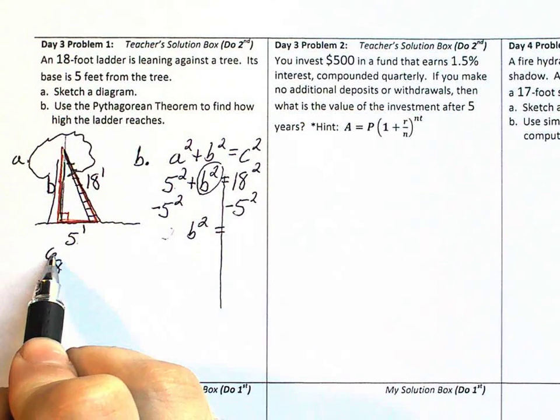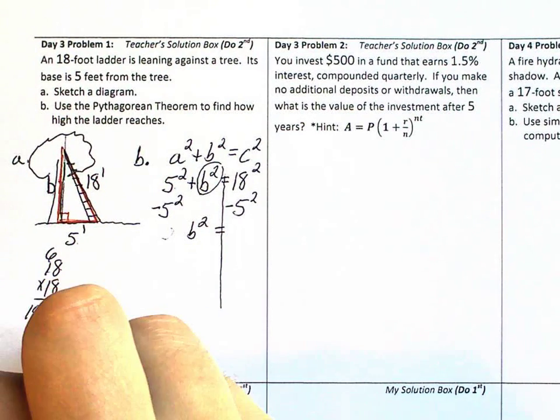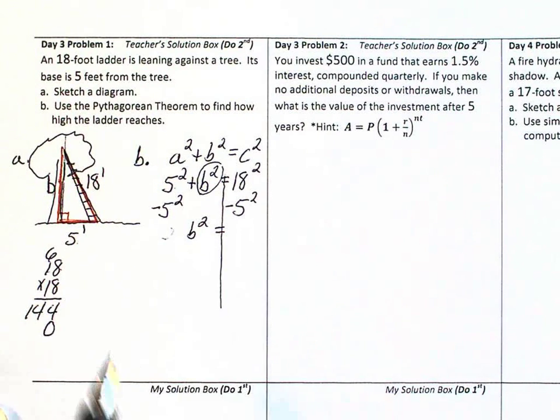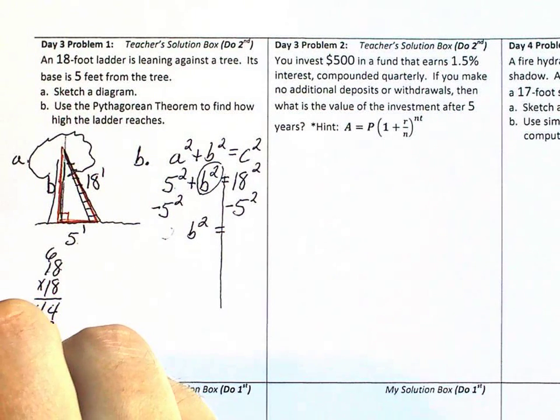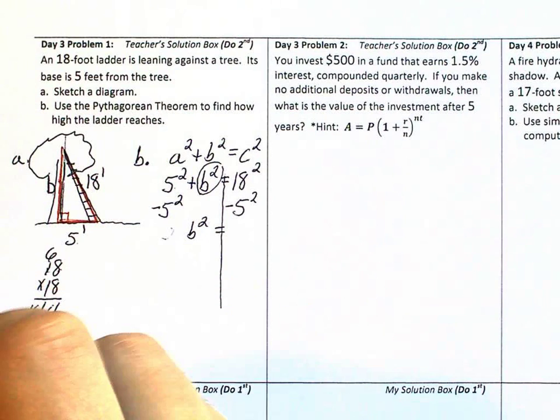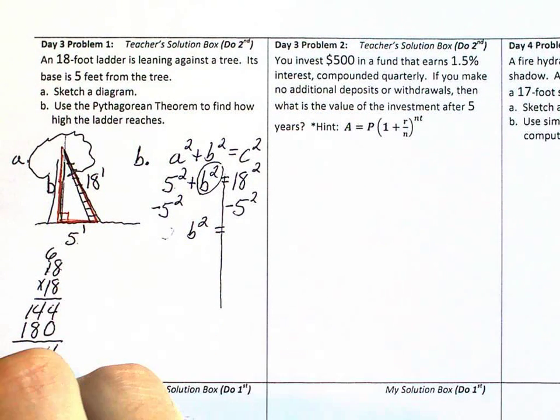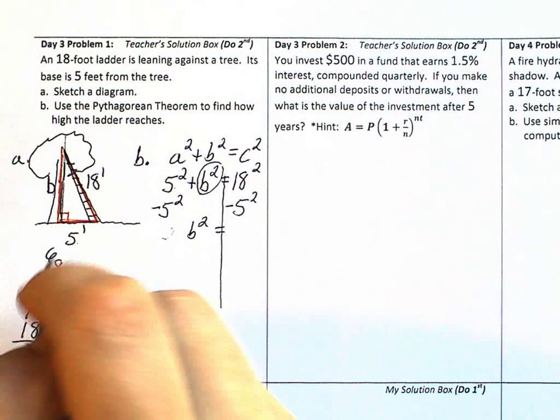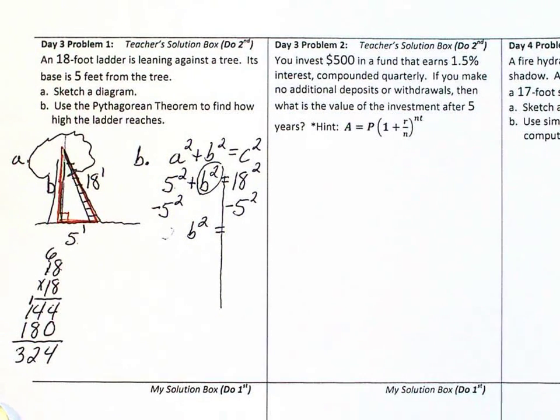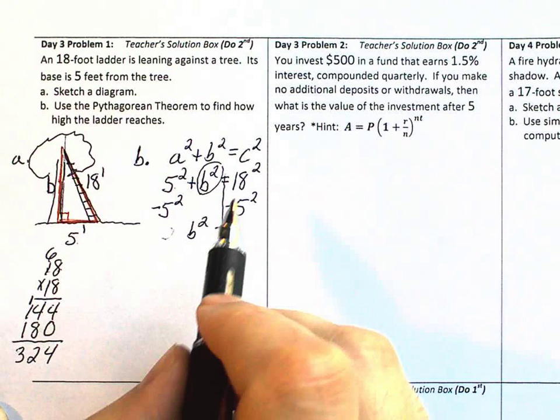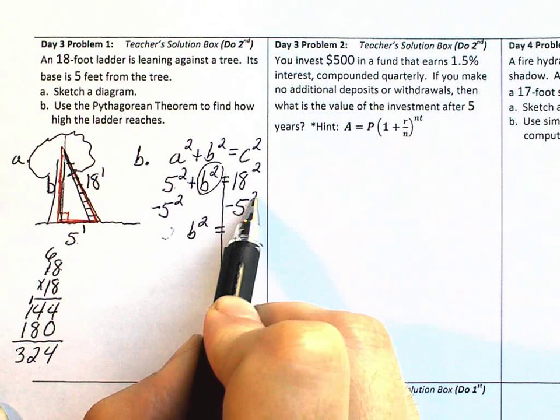1 times 8 is 8, plus 6 is 14. Start the next row with 0. 1 times 8 is 8, and 1 times 1 is 1. And now add these together. That's 4, 12, carry 1, and 3. 324. Okay.